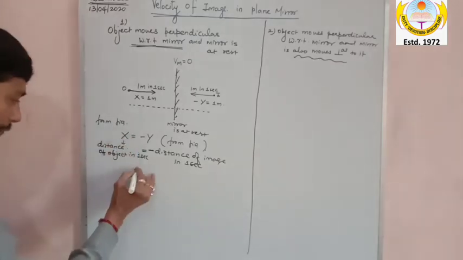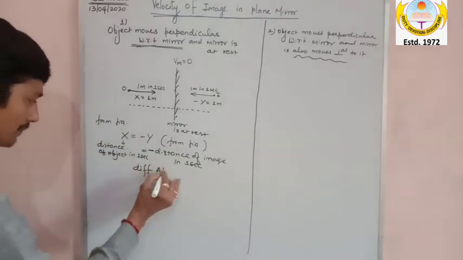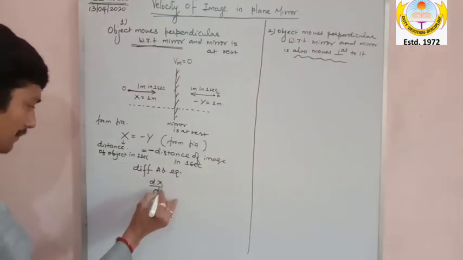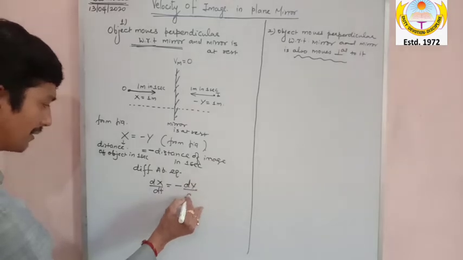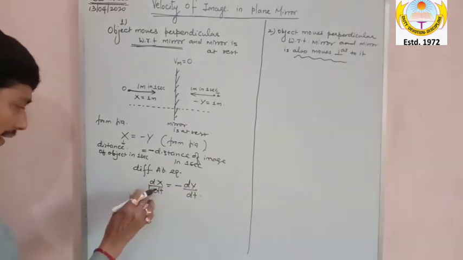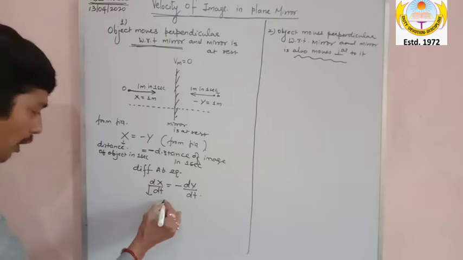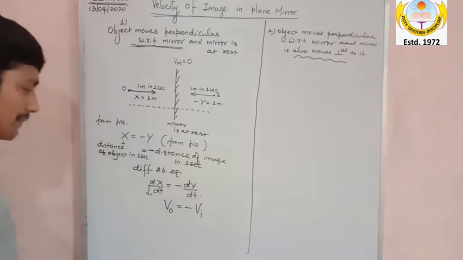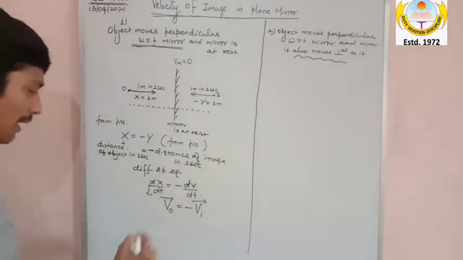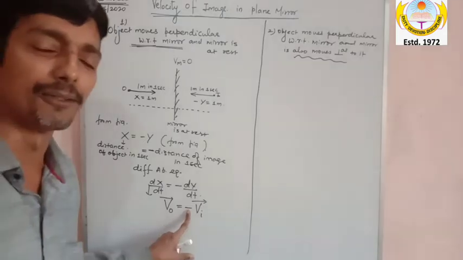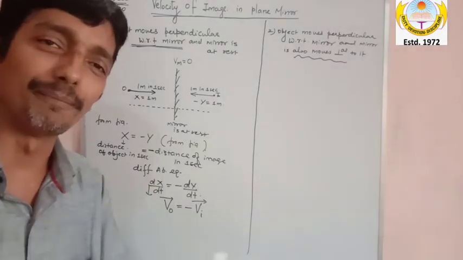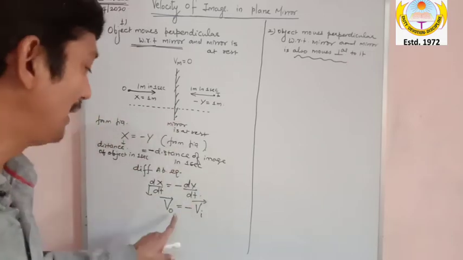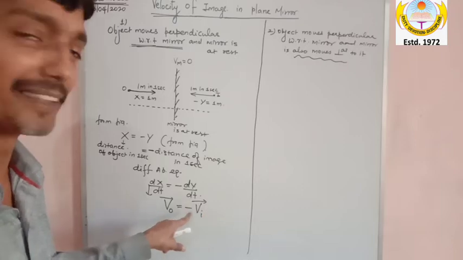So here we differentiate the above equation. What we get is dx by dt equal to minus dy by dt. This gives the rate of change of distance with respect to time for the object. This will be VO is equal to minus VI. You can see it is a vector quantity, because velocity is a vector, with a negative direction now. In parallel both are the same. But in the perpendicular case, and mirror at rest, VO is equal to minus VI vector.